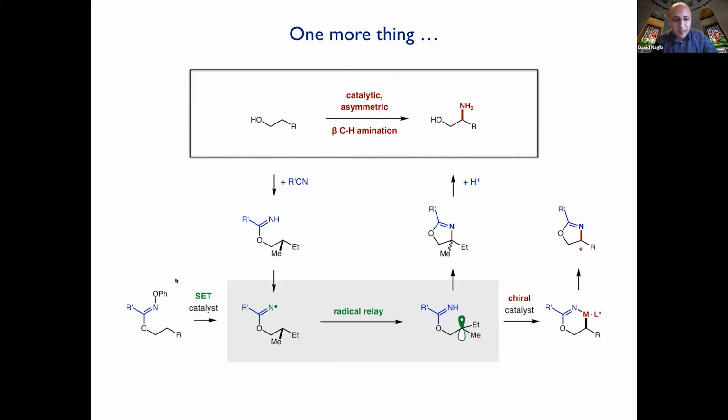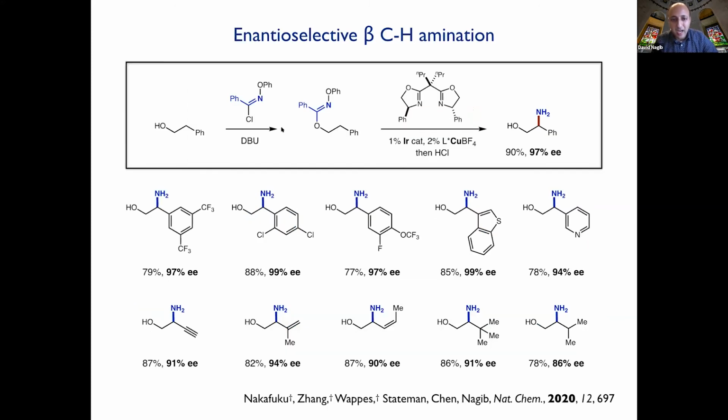And so now with these new oxime imidates as radical precursors, we could use one photocatalyst to generate the N-centered radical. And then after 1,5-HAT, we could now use a different chiral catalyst, such as those copper complexes I showed you before, to intercept this radical and give a diastereoselective reductive elimination to get to these chiral oxazolines. I show the sequence here between these acyl chloride condensation with the alcohol and then copper catalyzed, actually dual iridium and copper catalyzed, C-H amination.